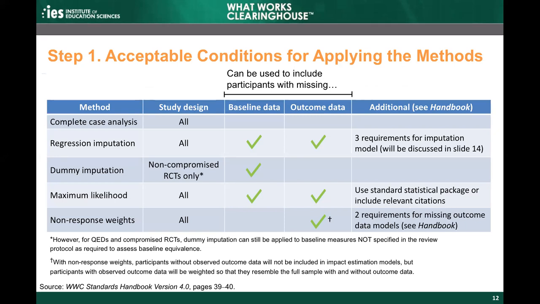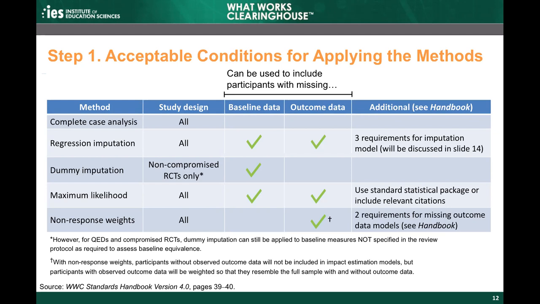So as I just mentioned, there are conditions under which the approaches are acceptable, as well as additional requirements in some cases. So the goal of this table is to help identify the conditions under which an approach is acceptable and to note when additional requirements are present. So let's break this table down. In the first column, we list each of the 5 methods. The next three columns identify the conditions under which a method is acceptable, and specifically the study designs for which a method is acceptable, and whether it can be used to include participants with missing baseline and/or outcome data. The final column identifies the methods which have additional requirements.